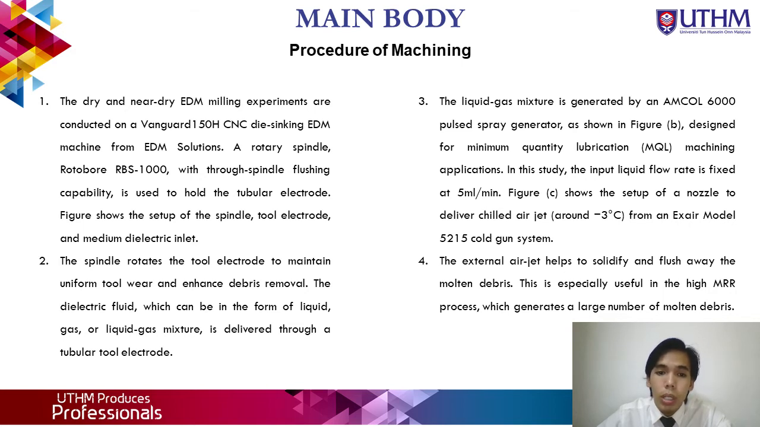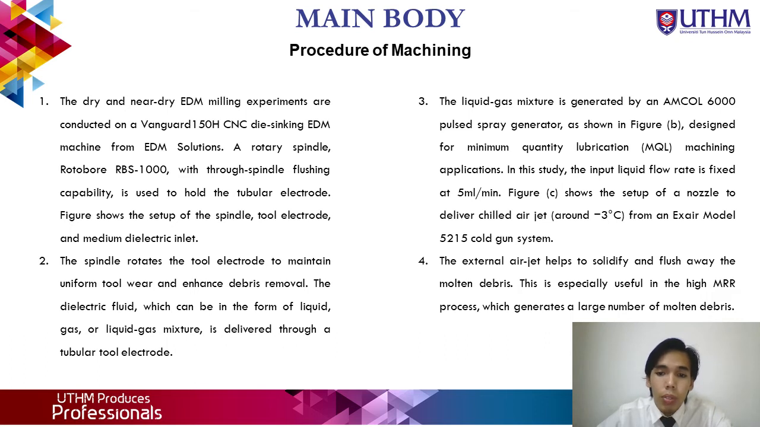A rotary spindle Rotobore RBS 1000 with through spindle flushing capability is used to hold the tubular electrode. Figure 1A shows the setup of the spindle, electrode and dielectric medium inlet. The spindle rotates the tool electrode to maintain uniform tool wear and enhance debris removal.